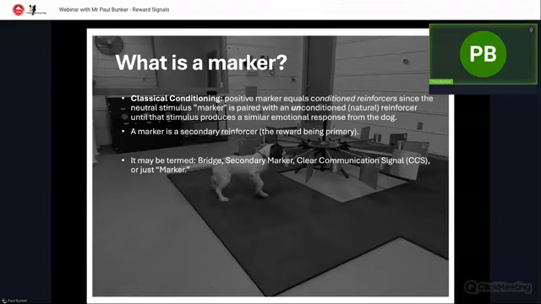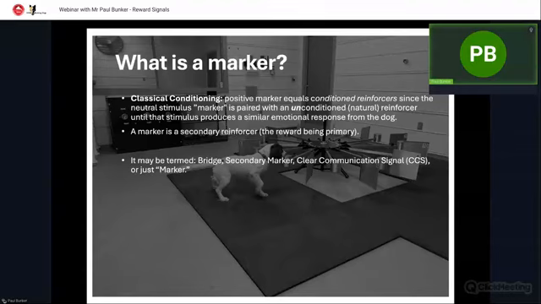Basically, we are pairing the marker with a reward, with a reinforcer, which is something pleasant. So the dog learns that the sound or vibration or whatever we decide to use is reinforcing. You can term this process bridging, secondary marker, clear communication signal, CCS, or just a marker. I use marker or clicker for that term. Basically it's a signal to the dog that it is correct and a reward will follow.